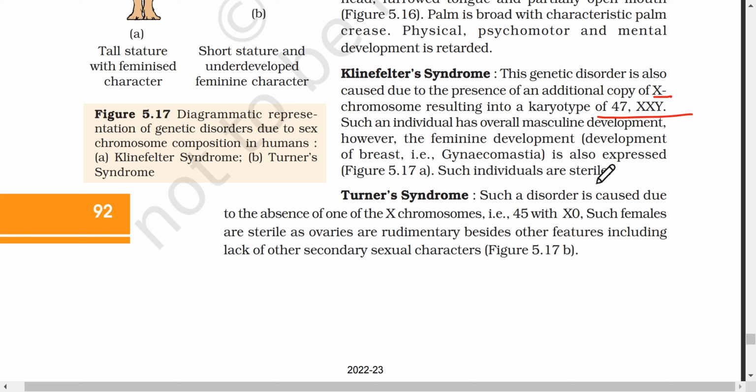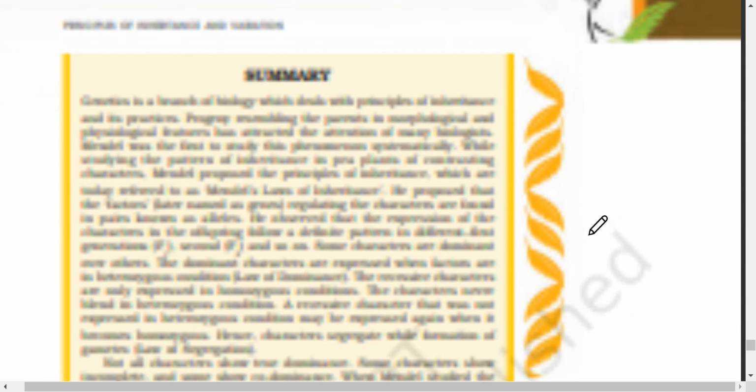Fine. Alright, it's again फीमेल्स में होता है, इस फीमेल्स में यूजुअली दो होने चाहिए, एक्स एक्स होना चाहिए, एक ही एक्स क्रोमोसोम है, दैट्स 45 with X zero. Such females are sterile as ovaries are rudimentary besides other features including lack of other secondary sexual characters. Fine. The Turner syndrome for your females.